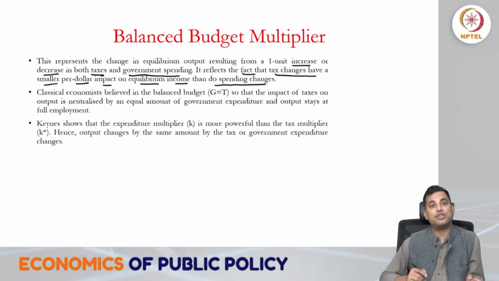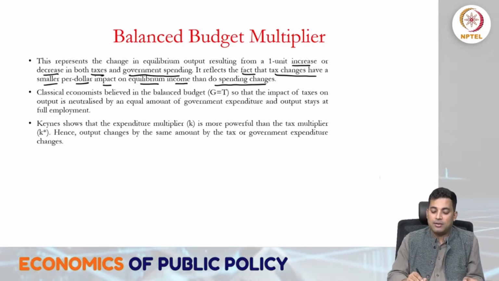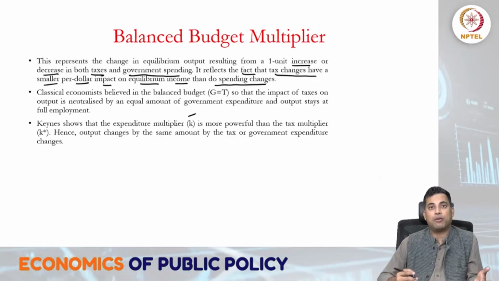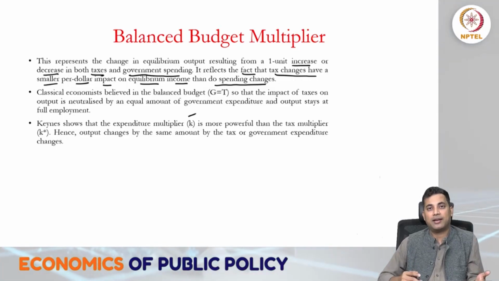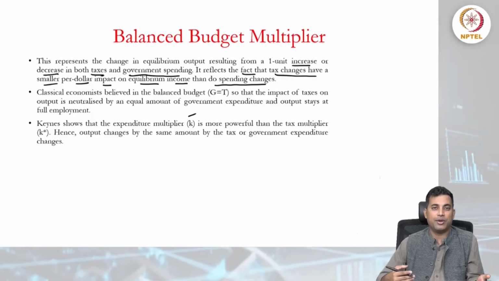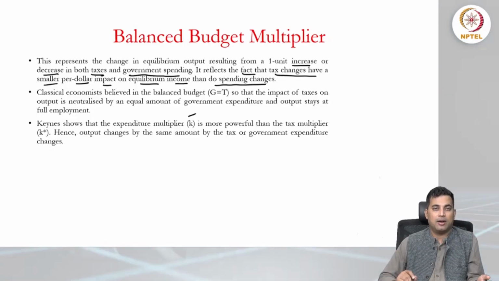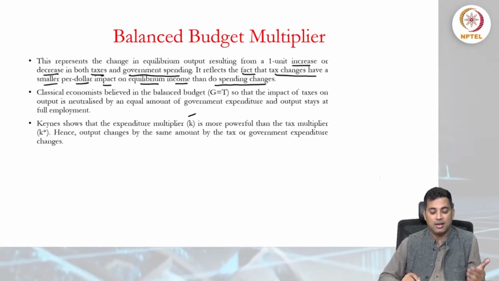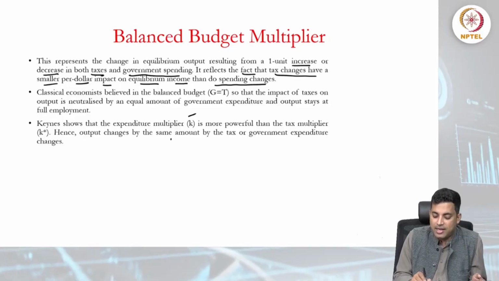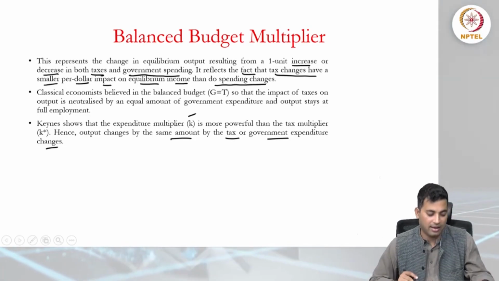Now Keynes shows that the expenditure multiplier, small k, is more powerful than the tax multiplier. We have already shown that expansionary fiscal policy has a much more positive impact on output than contractionary fiscal policy, for instance through a tax cut, and hence output changes by the same amount by the tax or government expenditure changes. So this is what normalizes.